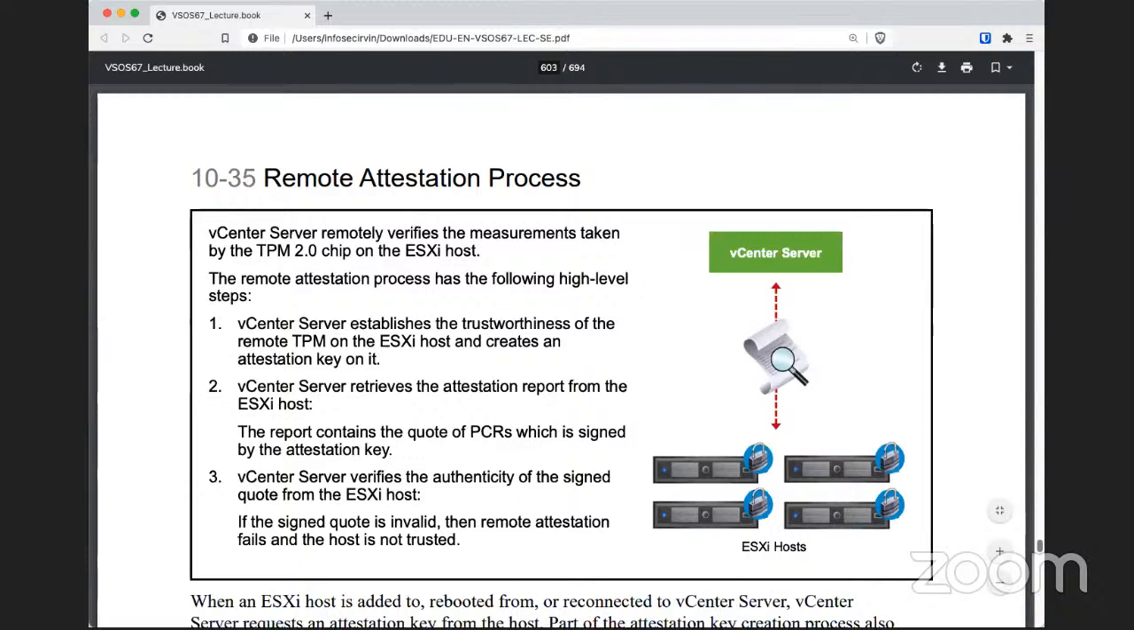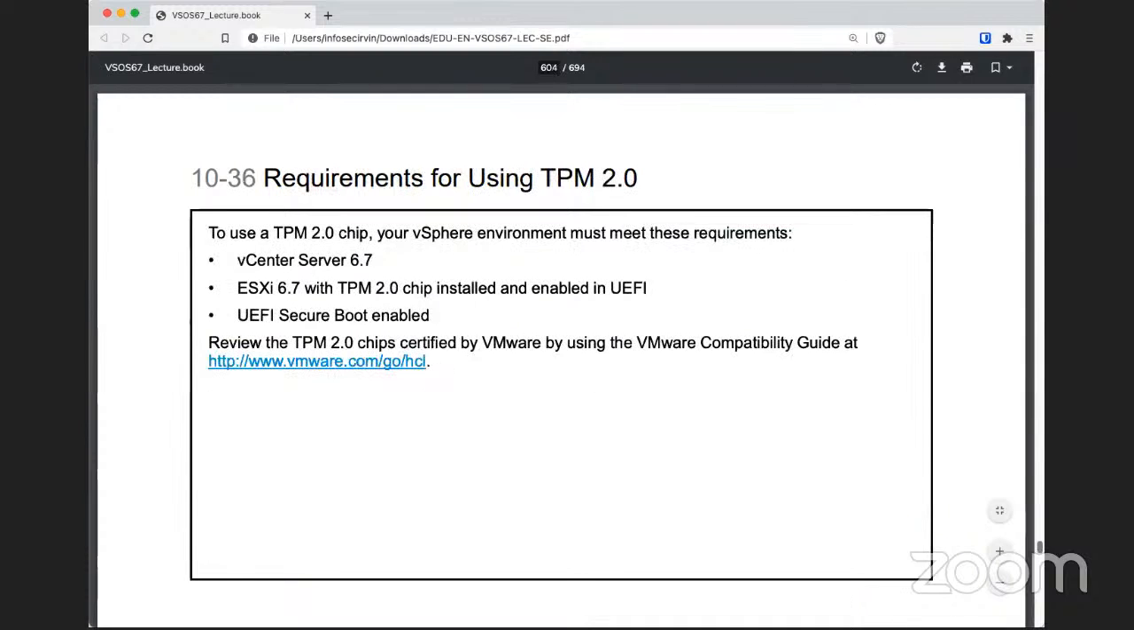You can also do a remote attestation process to again verify that your hosts are the hosts that are connected to your vCenter, and they all verify to vCenter that they are who they are. Again, in order to use this functionality, number one, you need to have secure boot enabled. You need to physically have the TPM chip and at least vCenter Server 6.7.